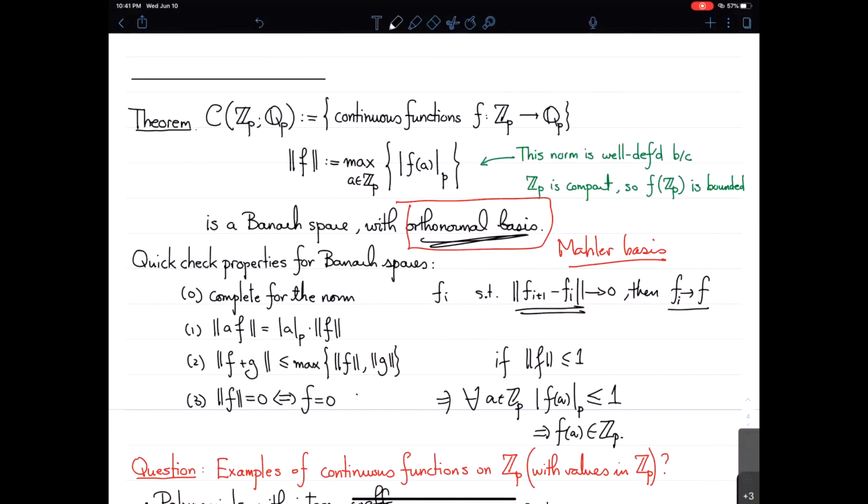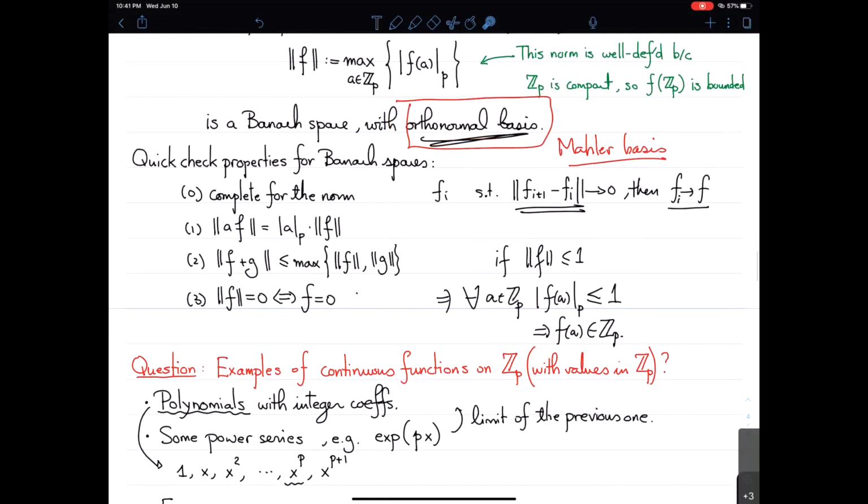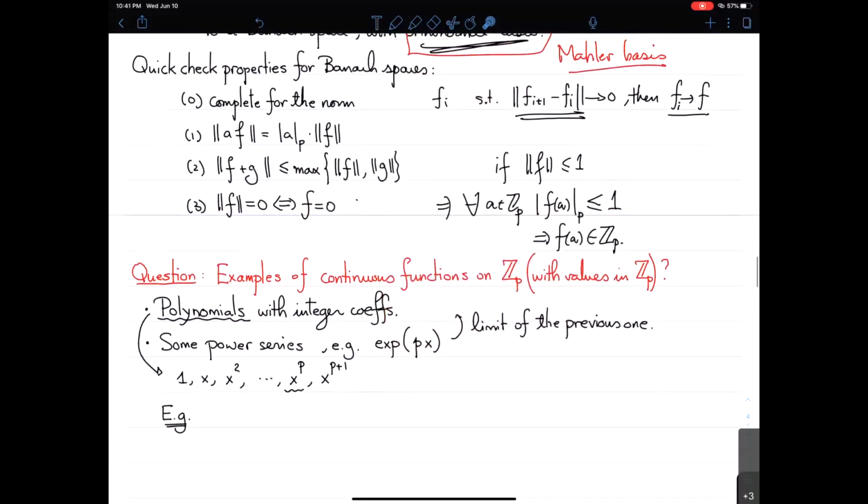So that's why I asked the following question. Can we, at minimum, find some examples of continuous functions on Z_p whose values lie in Z_p, so that I can at least find some candidates for these spaces? So let's think about something. First of all, polynomials with integer coefficients, of course, great.